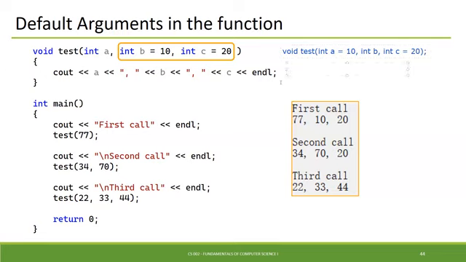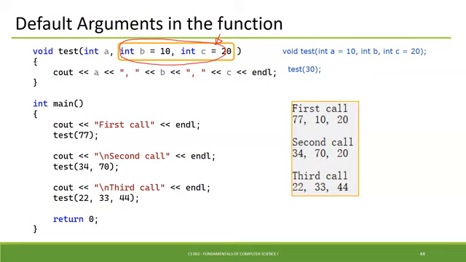Because in the main, if you call 30, the computer does not know which variable should take 30. So this is wrong. If you want to have default arguments, then you should make the last parameter a default argument. If you want to have two default arguments, the last two parameters should be the default arguments. Do you understand?